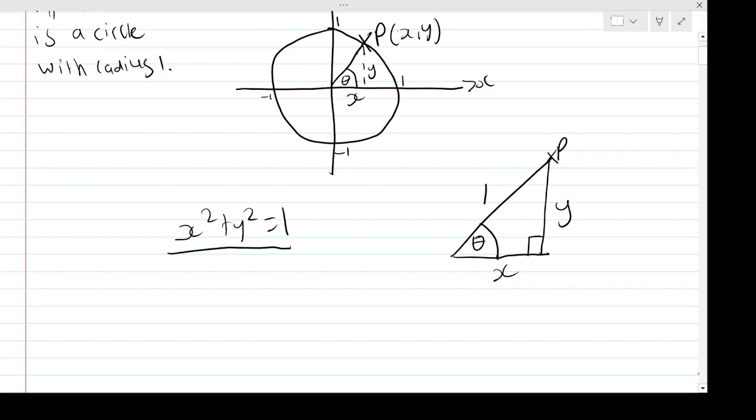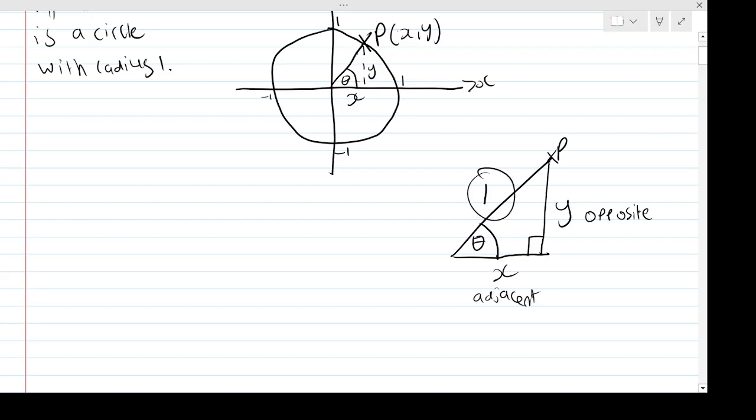Now we can use a bit of SOHCAHTOA from GCSE, and actually we can express x and y in terms of sine and cos. So we'll get rid of this now. Well, firstly, x is the adjacent to the angle, and y is the opposite or facing the angle. And obviously 1 here is the hypotenuse.